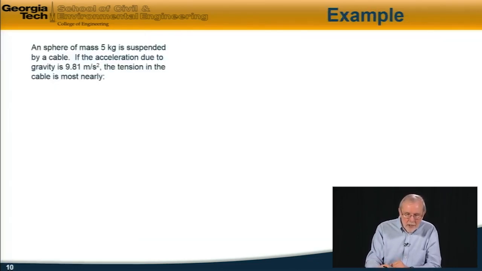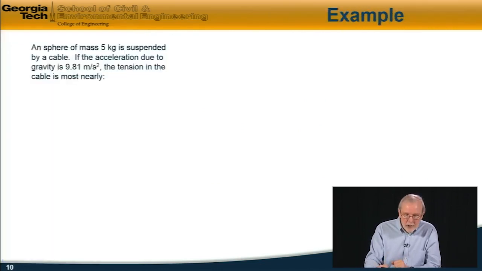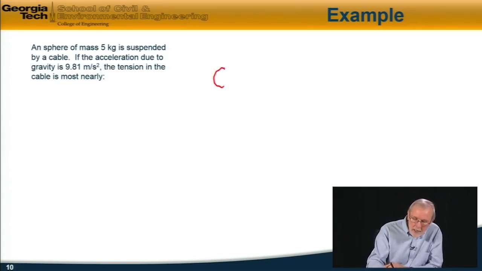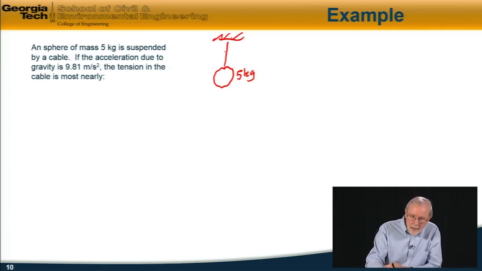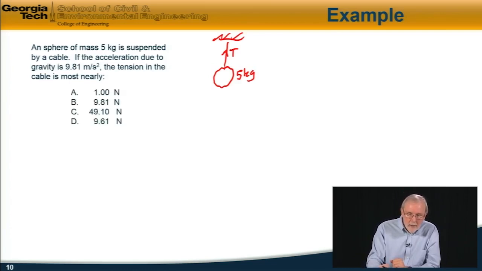So here again is the outline of the book. We have units, conversion factors, etc. And let me do an example to illustrate how the units of mass and force work. So here's a simple example. We have a sphere which weighs 5 kilograms, and it's suspended, say, from the ceiling by a cable. Obviously there is some tension force in this cable to hold it up. So the question is, if the acceleration due to gravity is given, the tension in the cable is most nearly, well, which of these alternatives?